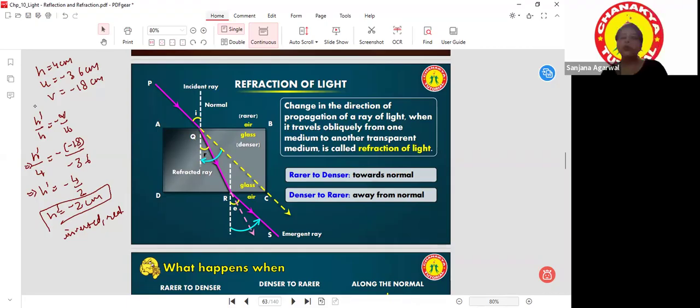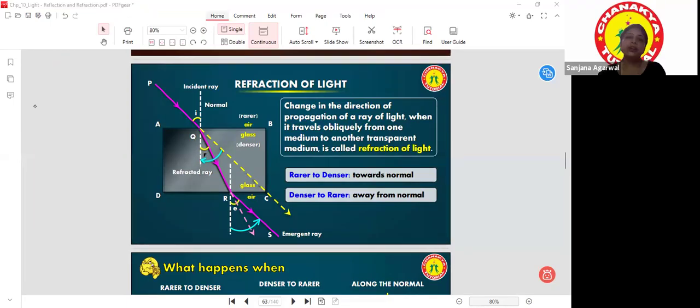So what do you mean by refraction of light? It means when the light has to change its medium, it undergoes propagation. It changes its path many a times. So, change in the direction of propagation of a ray of light when it travels obliquely from one medium to another. The medium should be transparent only. Light cannot pass through an opaque medium.